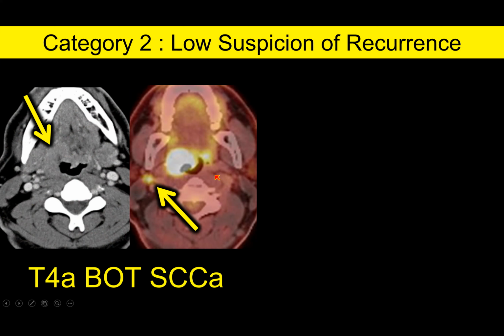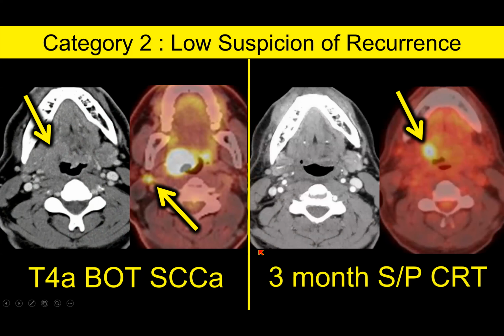So this is a T4A, a pretty big base of tongue squamous cell carcinoma. In this patient's follow-up, we had a significant decrease in the amount of uptake. When we looked at the CT to compare the same area of increased uptake, you don't see high density there. It's actually low density.